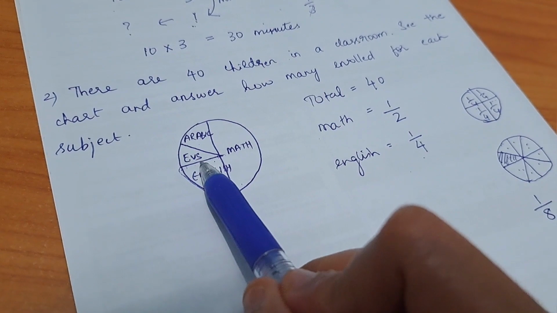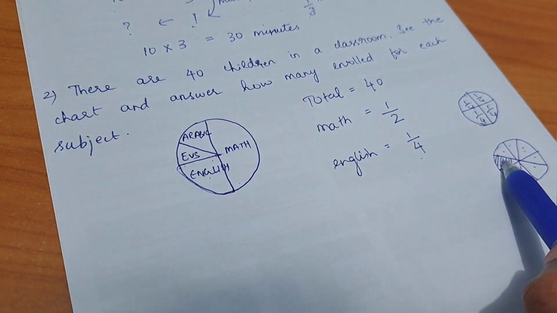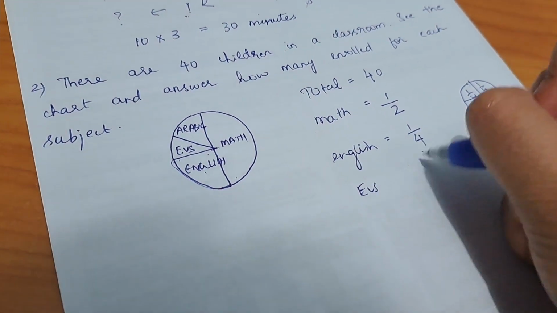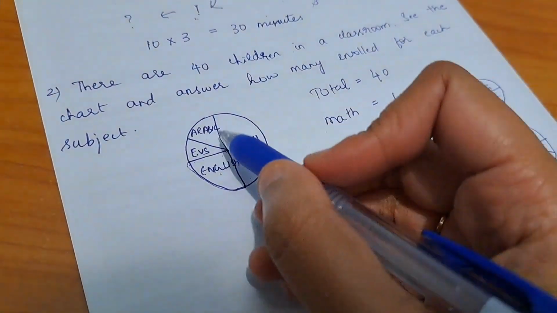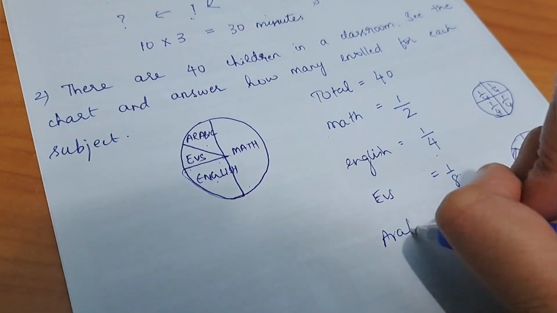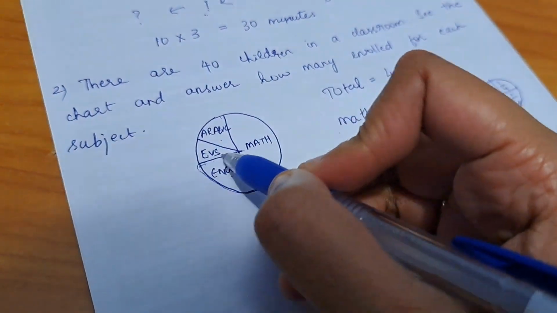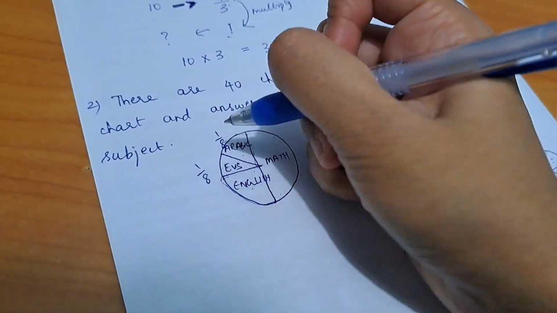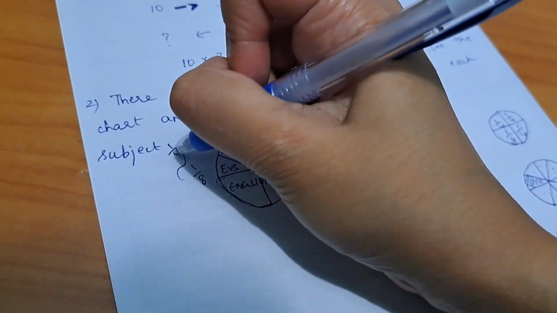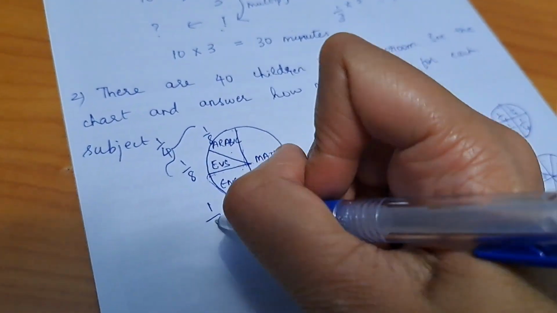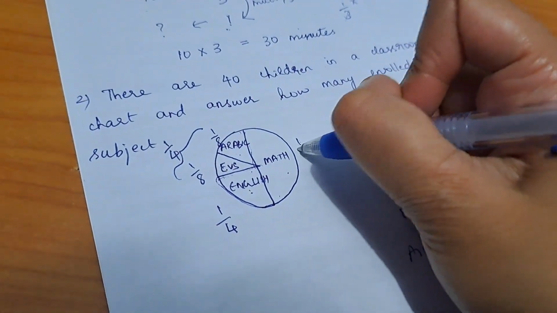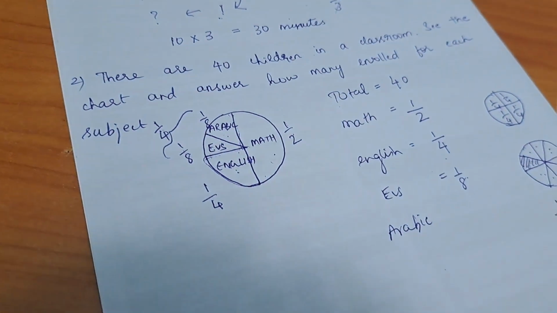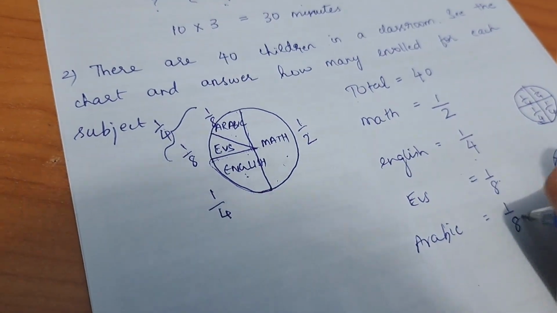So can you see similarity between this fraction, EVS fraction, and the one which is shaded here, which is 1 by 8. So EVS is 1 by 8 and Arabic is also 1 by 8 because it was 1 quarter which was divided into 2 parts. So this is 1 by 8, this is 1 by 8. Together it makes a quarter. English makes a quarter. Maths makes a half. So half plus quarter makes 1 full pie. So Arabic was 1 by 8.